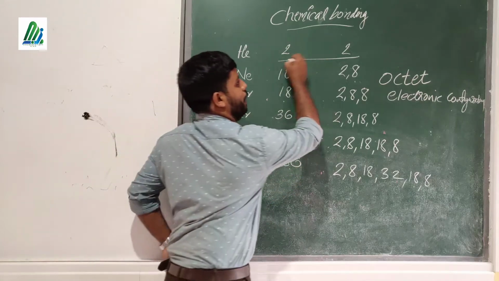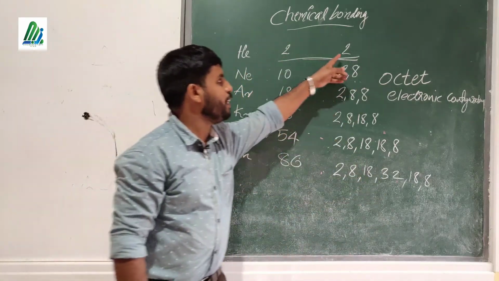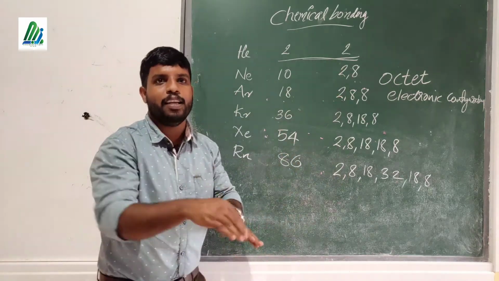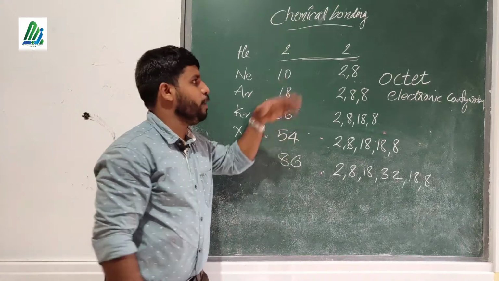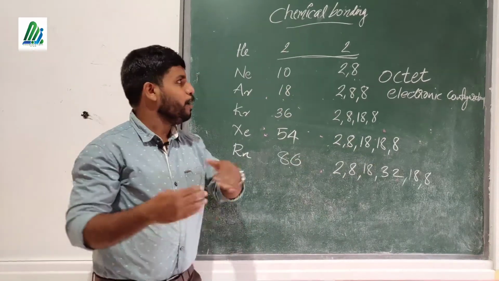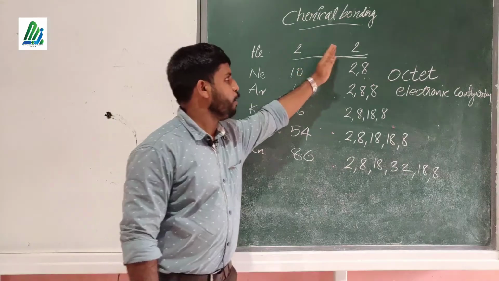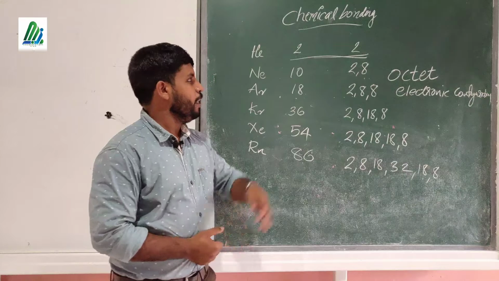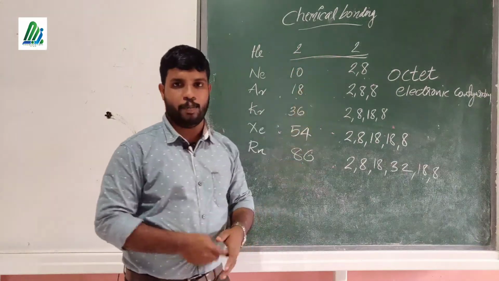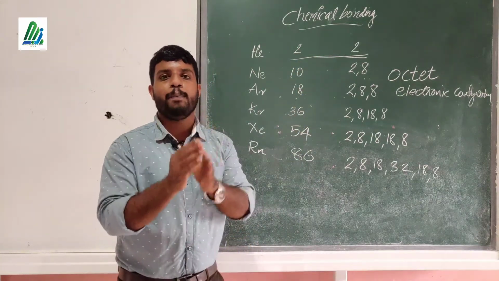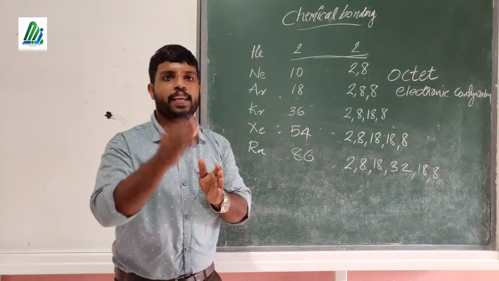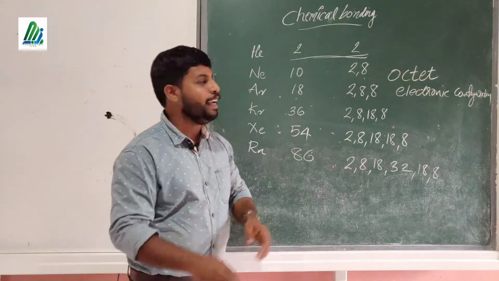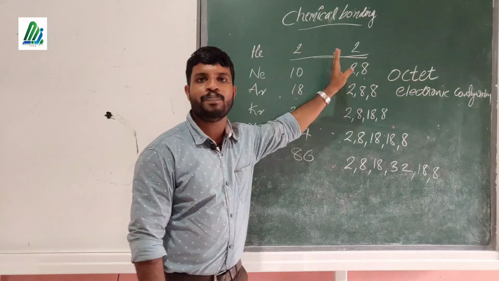But look at the case of helium. Does its valence shell contain 8 electrons? No, it has only 2 electrons. But the element helium is also stable, because the atomic number is 2 and the electronic configuration is also 2. Helium has only one shell, the first shell, K shell. The maximum number of electrons that can be accommodated in the first shell is 2. So the first shell is completely filled. That's why helium is also stable.